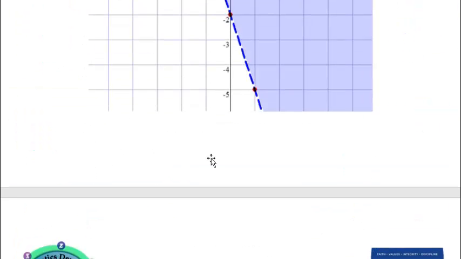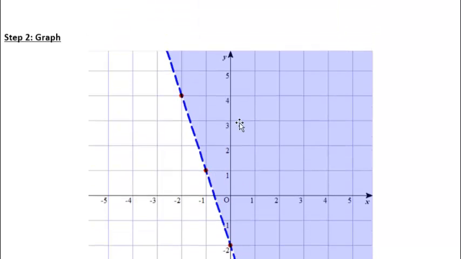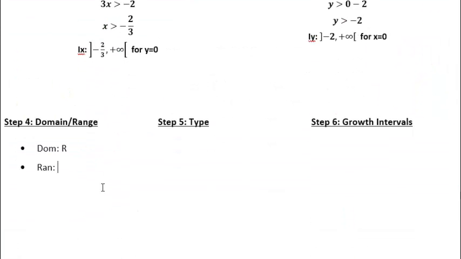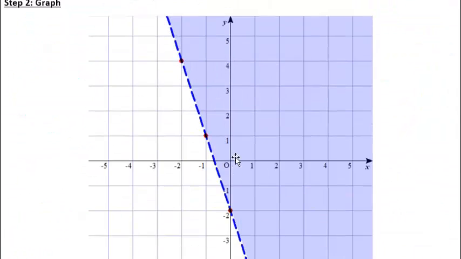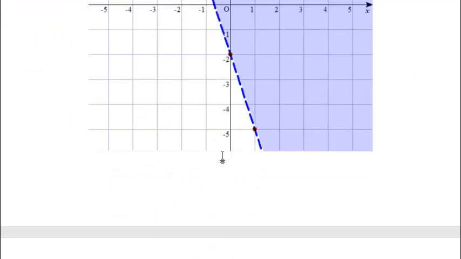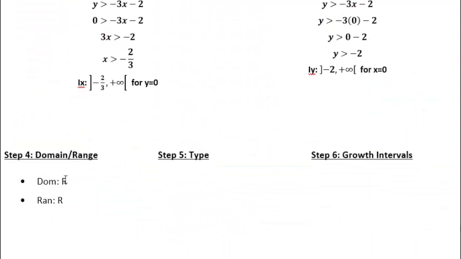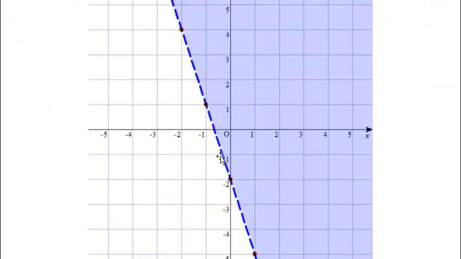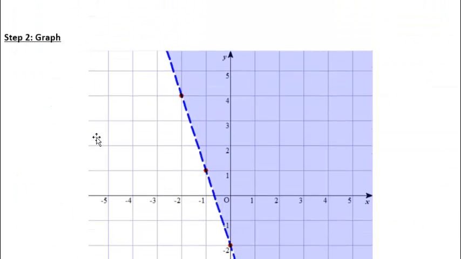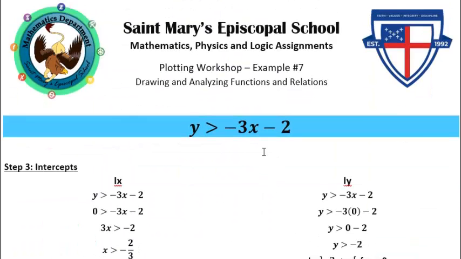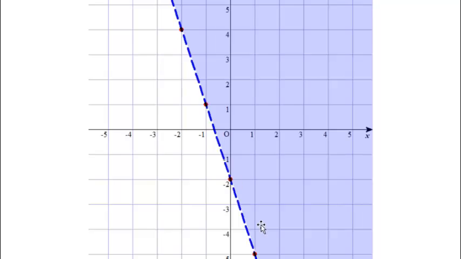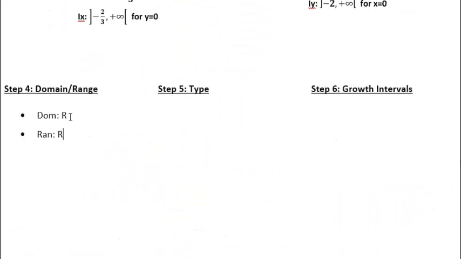And the range, because the drawing is also going from the bottom up to the top, that means that the range is also going to be R. That's usually what happens with linear inequalities. The domain and the range are R and R. Okay, unless you have a vertical line or a horizontal line, it might be different. But if the line is a diagonal line, then it's always going to be R and R for both of them.